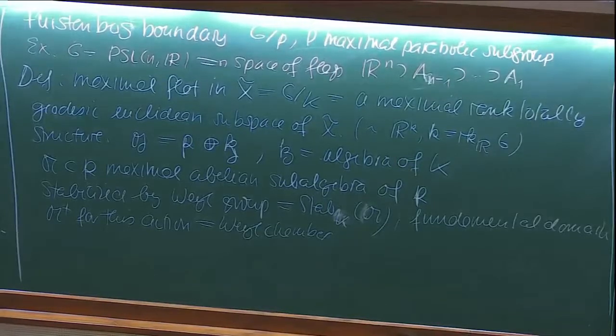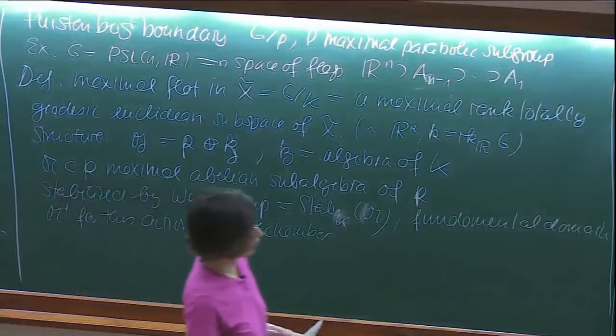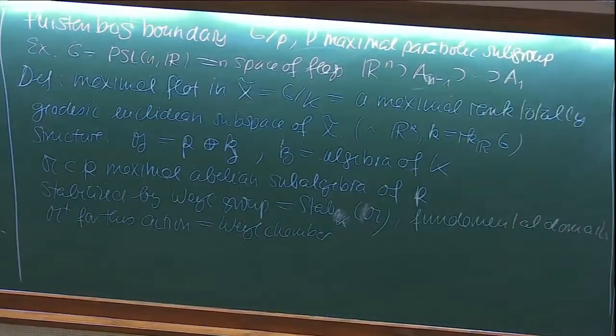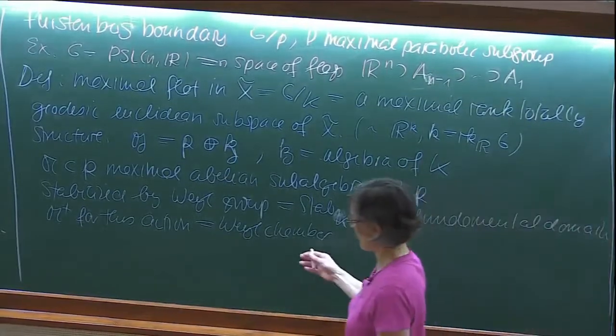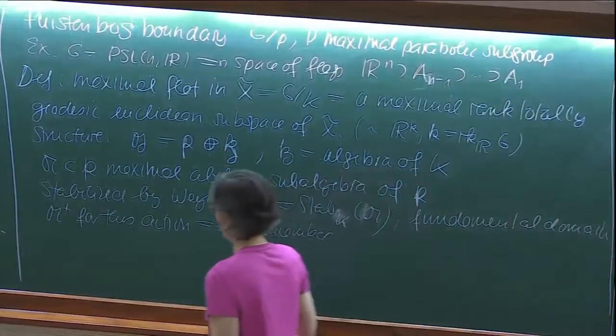Now, the nice thing about this description, about the Weyl chamber, is that we have a Cartan decomposition in the group. This is what gets you going in any theory of Anosov representations. So you get a Cartan decomposition.